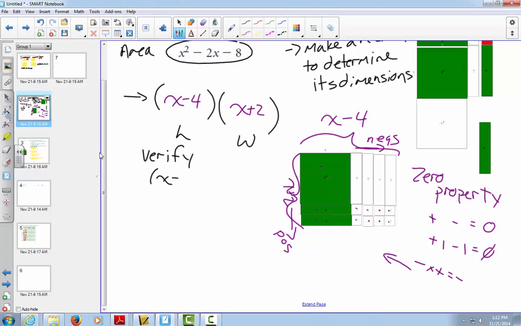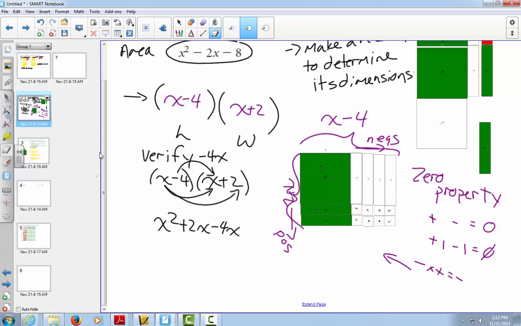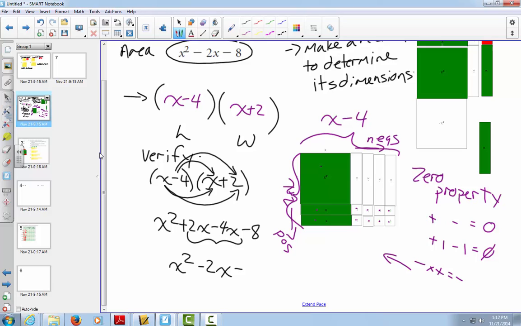What we do is take x minus 4, multiply by x plus 2. You have your x times x is x squared. x times 2 is plus 2x, minus 4x. That's multiplication up here. And then minus 4 times 2, minus 8. Combine the middle two terms. So I have x squared minus 2x minus 8. Perfect. Got the right answer.